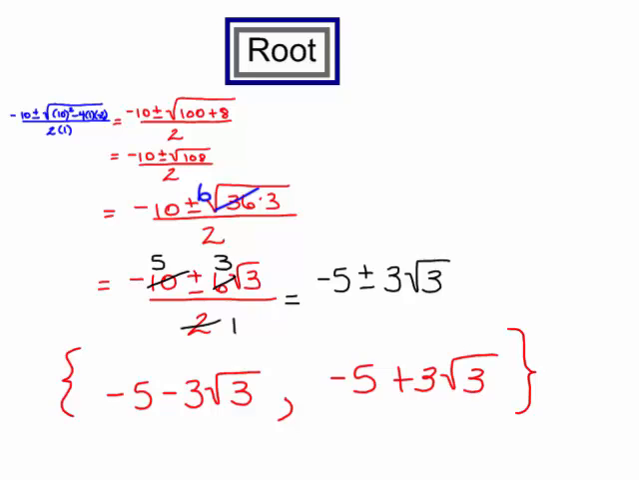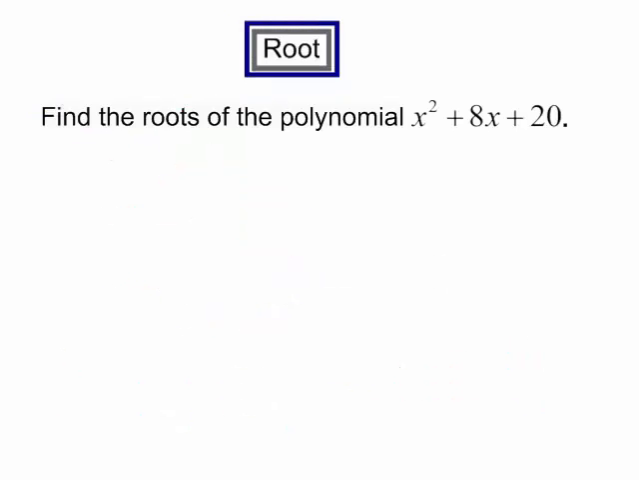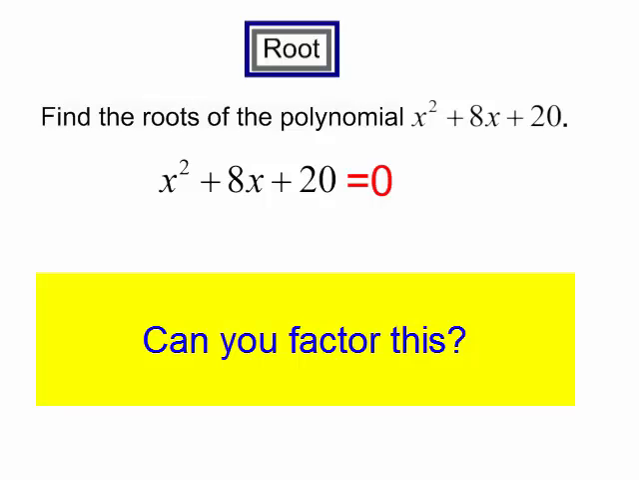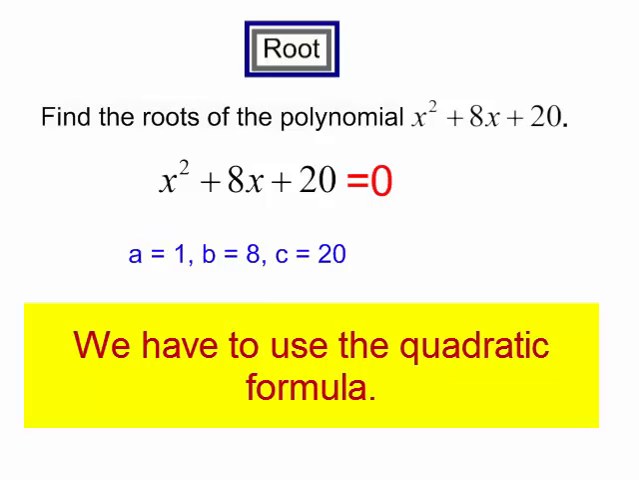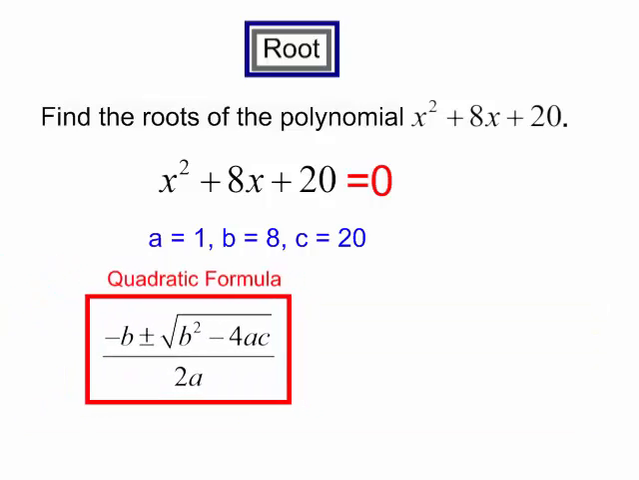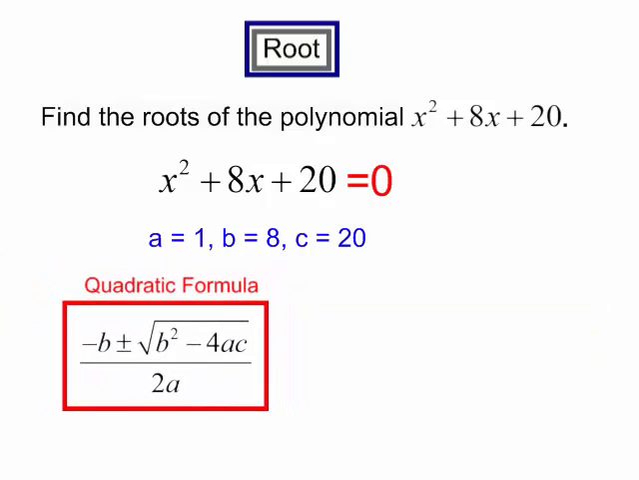Let's try one more problem. Find the roots of the polynomial x squared plus 8x plus 20. I will set it equal to 0 and I will factor it, but I will have to use the quadratic formula on this because it is not factorable. My a is equal to 1, b is equal to 8, c is equal to 20. The quadratic formula is here.